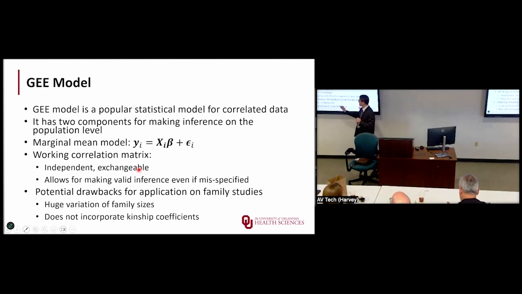However, as Dr. Stoner mentioned, there are some potential drawbacks. Because we know this method works when the family sizes are similar, which is not the case for the Strong Heart Family Study. And the other thing is it does not incorporate kinship coefficients. Remember that piece of precious information you spend time and money to get. And the tribes value it so much, and we're not using it. Is this a missed opportunity? Is this the right thing to do?